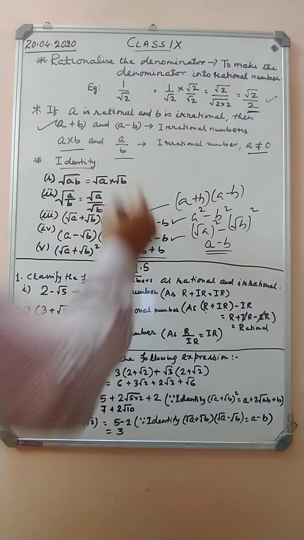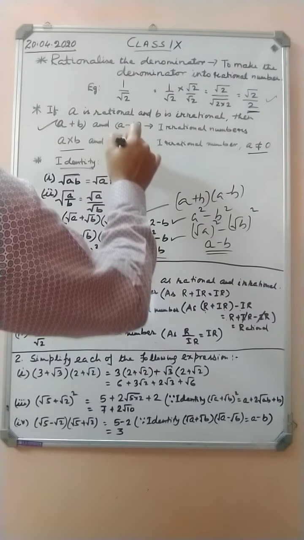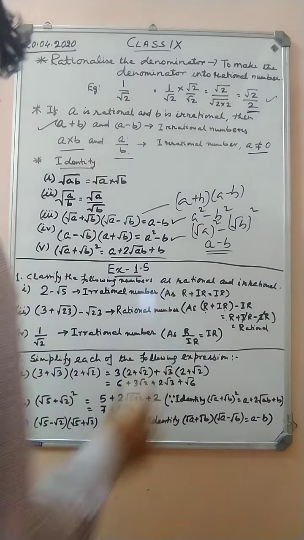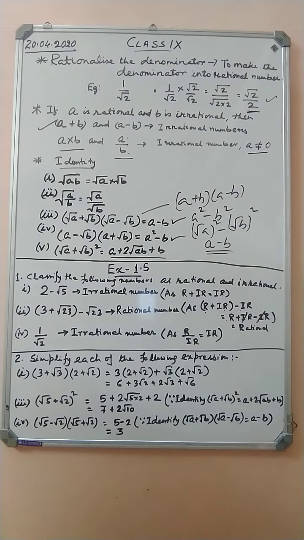1 by root 2. It has already been said that rational by irrational is an irrational number. So it is an irrational number. Rational by irrational is an irrational number. Now question number 2: simplify each of the following expressions. 3 plus root 3 and 2 plus root 2.